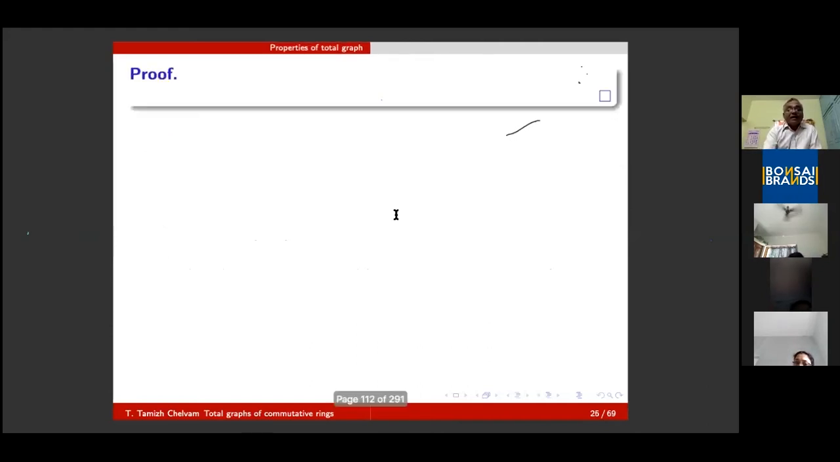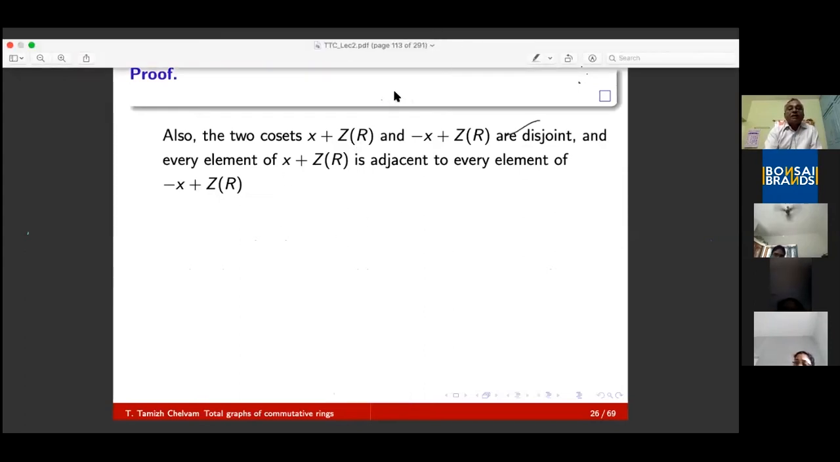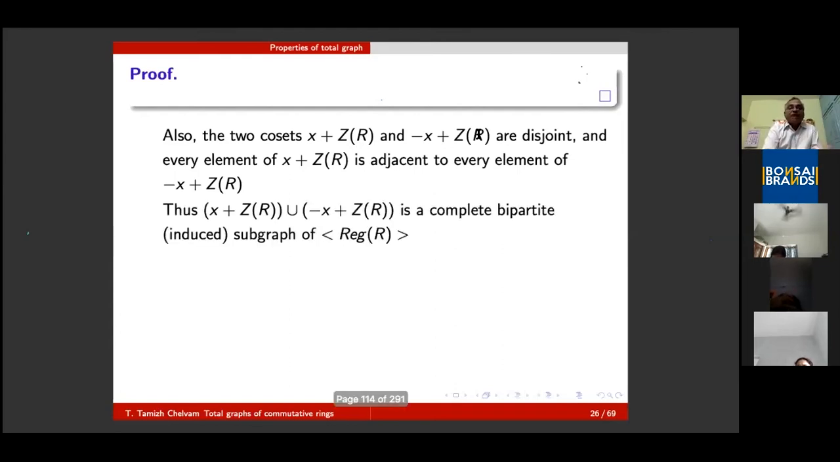Whereas I take two cosets. One is x plus Z of R, another one is minus x plus Z of R. And you take an element here, x plus z1, minus x plus z1; x and minus x get cancelled, z1 plus z2 will be there. Therefore, this is one part of the complete bipartite graph, and this is another part of the complete bipartite graph. Therefore, the union of a pair of disjoint cosets induces a complete bipartite graph.